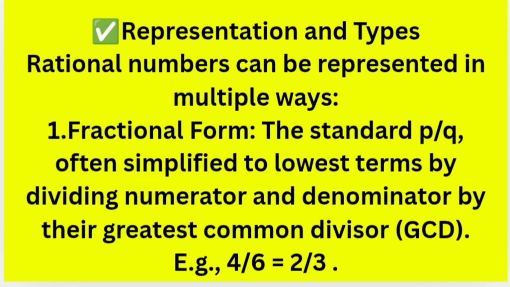Representation and types. Rational numbers can be represented in multiple ways. Fractional form. The standard p over q, often simplified to lowest terms by dividing numerator and denominator by their greatest common divisor, or GCD. For example, 4 over 6 is equal to 2 over 3.